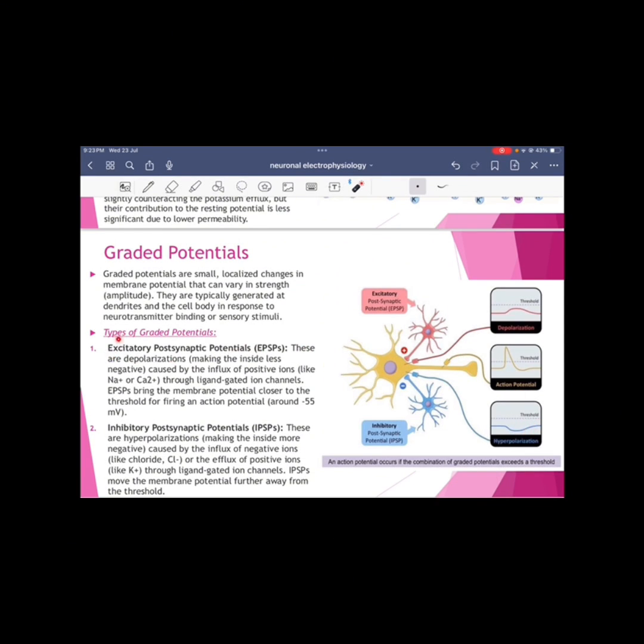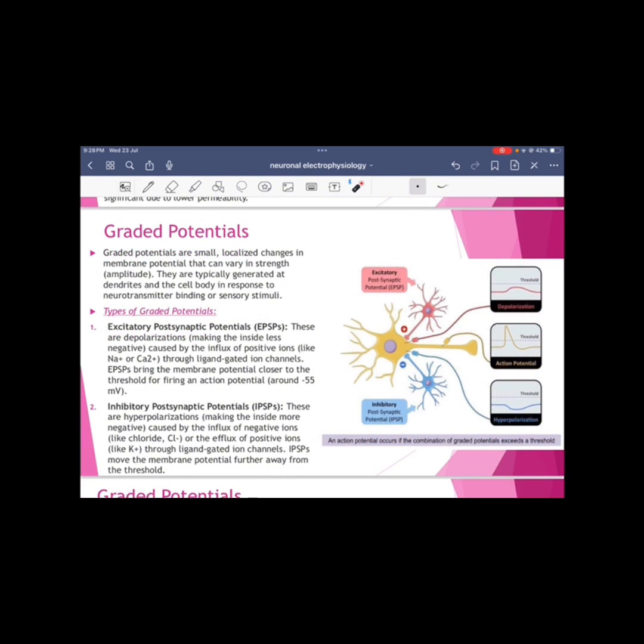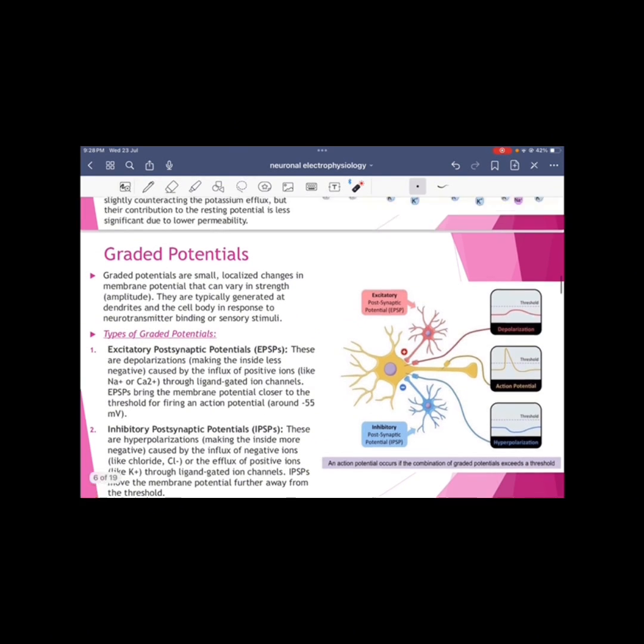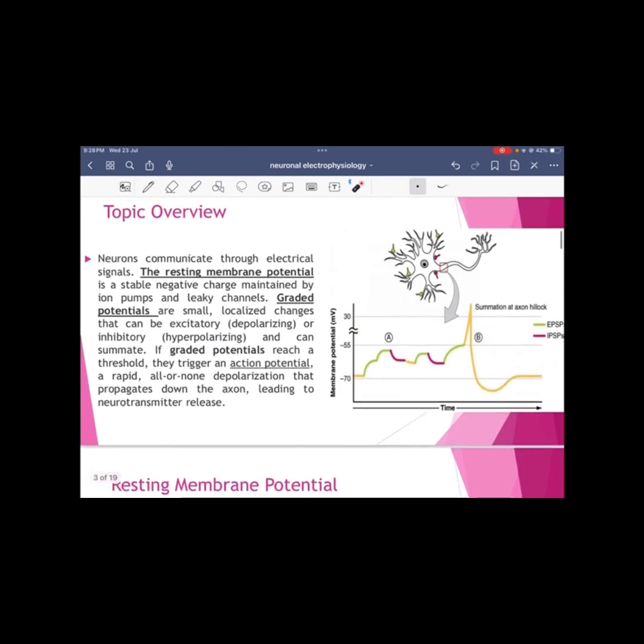And both of those types, excitatory and inhibitory, are graded potentials. They are changes in the voltage of the membrane, but they are not yet reaching an action potential. So, as we said, we have excitatory postsynaptic potentials and inhibitory postsynaptic potentials, and those are types of graded potentials. To make it clearer for you, I'm going to show you this picture.